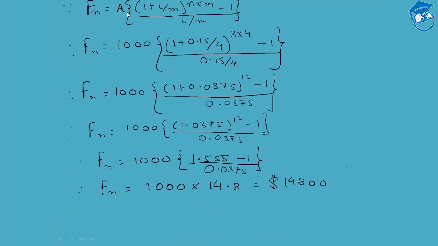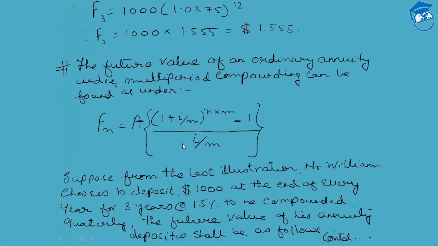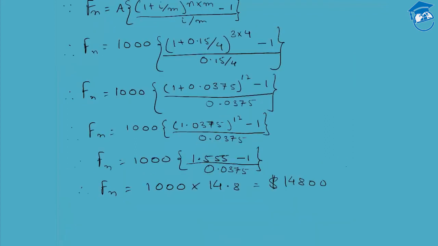Applying the formula, Fn is equal to A into, within curly brackets, 1 plus I upon m, curly small bracket close, to the power n into m, minus 1, within curly brackets, upon I upon m. So the annuity amount is 1000, because now instead of making a lump sum payment, Mr. William is making a payment of 1000 as an annuity for every year for the next 3 years. So the present value of a lump sum has been replaced by the annuity amount of 1000, 1 plus 0.15 upon 4. Why this is so, we have already seen, raised to the power 3 into 4, minus 1, curly bracket close, whole upon 0.15 upon 4.